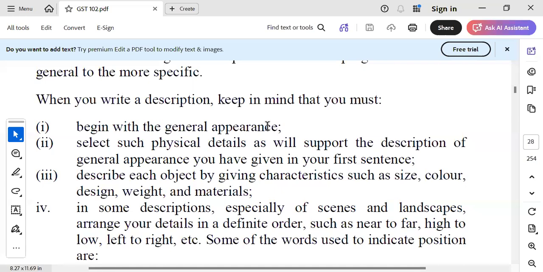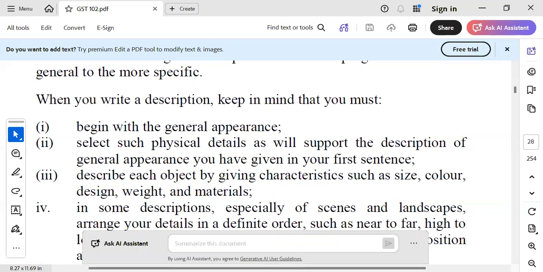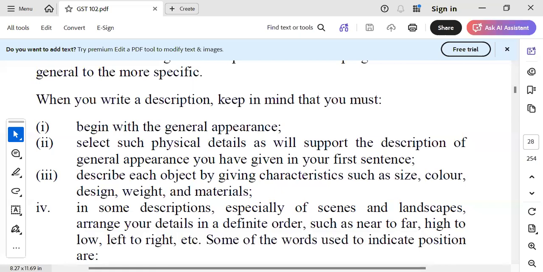You are not learning how to do your assignment now. You begin with the general appearance of that thing. Don't talk about details yet. Begin with general appearance. For instance, if you are talking about general appearance, let me say that I probably want to talk about a classroom. Let me use classroom since we're actually in class.